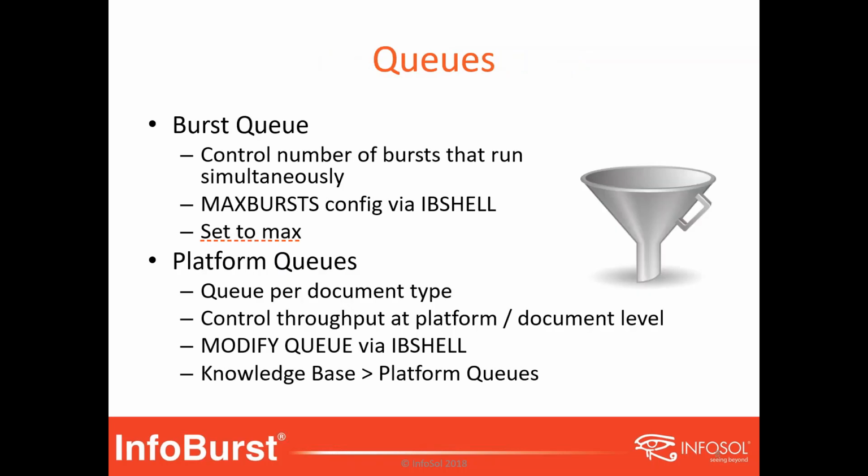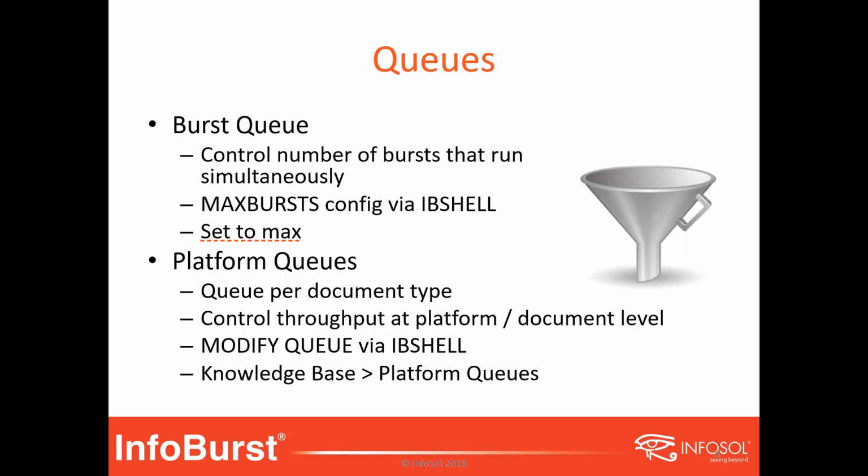All right, queues, this is a big one. We've been going over this with some customers recently quite a bit. There are two major queue levels in InfoBurst to control throughput. One of them is the burst queues, and the other is the platform or document queues, okay? The burst queue controls the number of bursts that can run simultaneously.